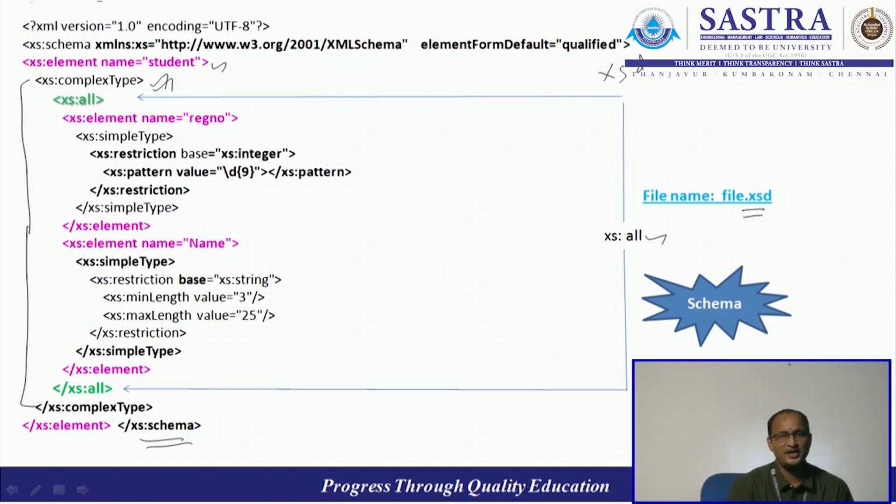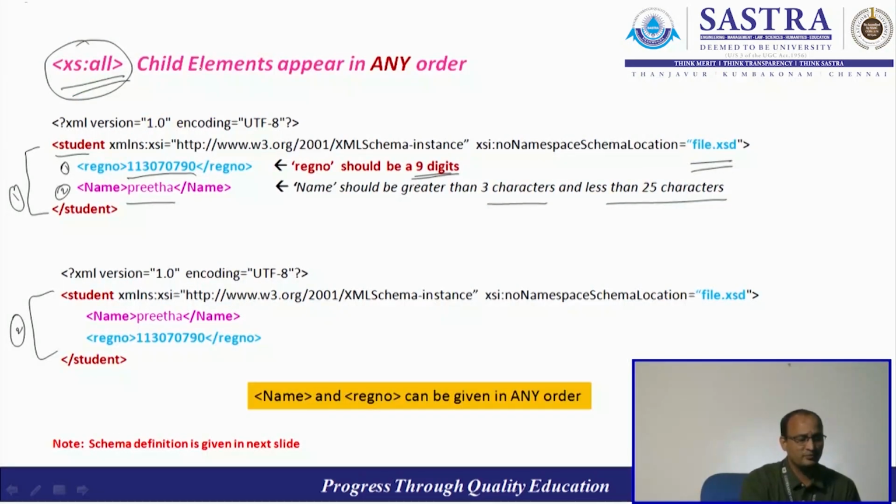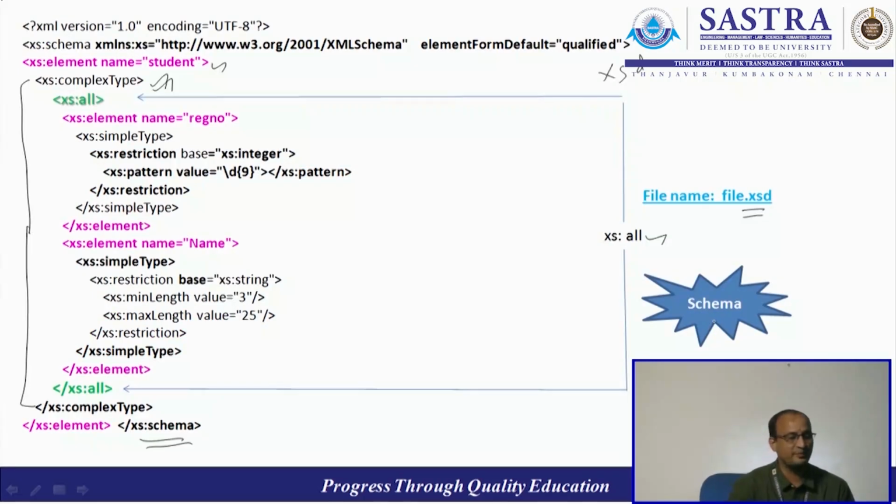Remember this point always. So the student, according to this XML document, I have a student tag. The student tag is having roll number, that is register number. I have register number and name. So this XML document is complex type because it is having two child elements. If the element has any child, then it becomes complex type. So that we have created xs:complexType.